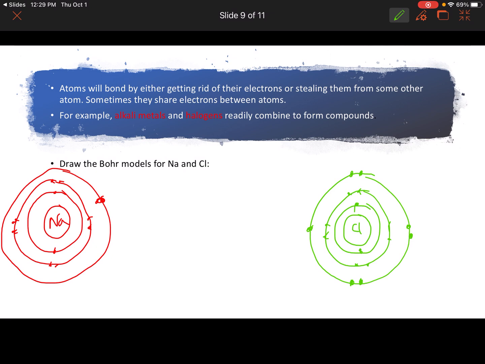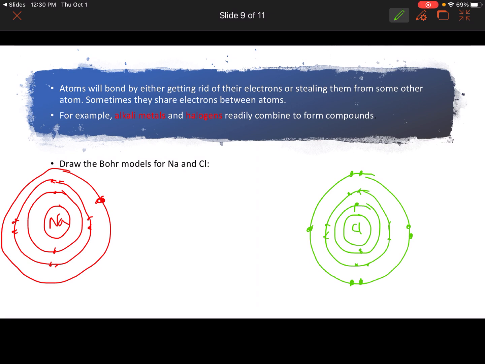Now, we've got an alkali earth metal, which is the sodium, and we've got chlorine, which is a halogen, which has 7 outer electrons. Both of them want a full shell. So sodium has a choice. It can get rid of 1 electron, or it can steal 7. What do you think is going to be easier for it, to get rid of 1 or to steal 7? Yeah, to get rid of 1 is going to be easier.